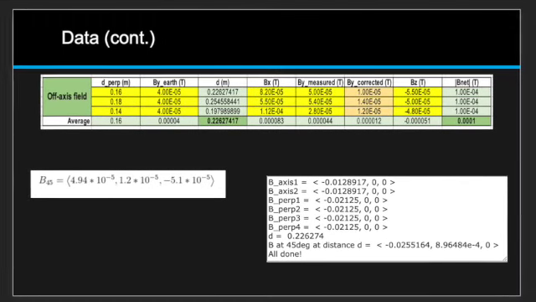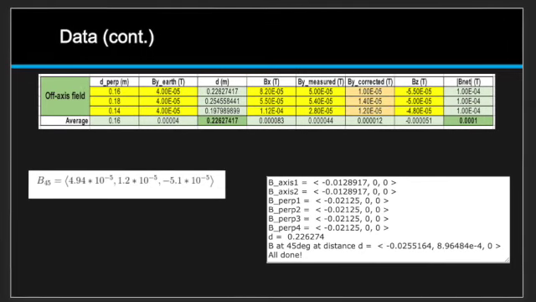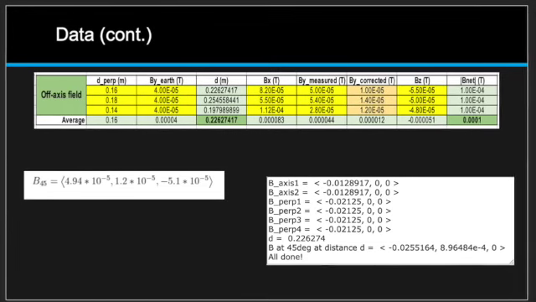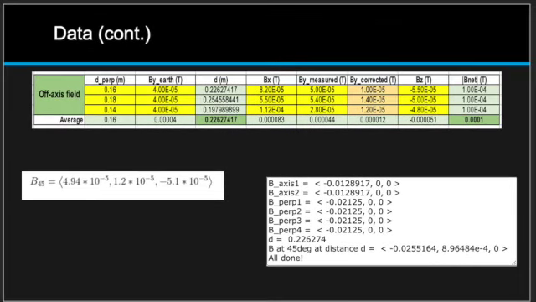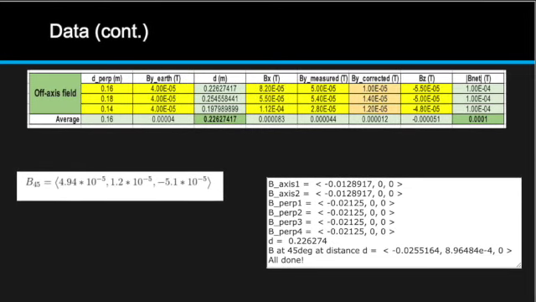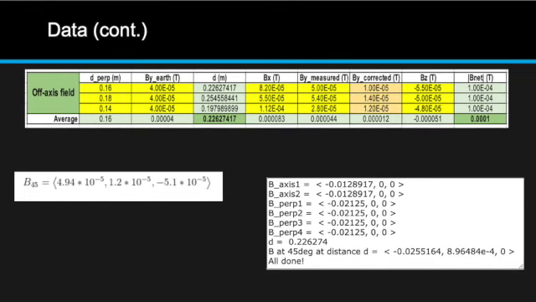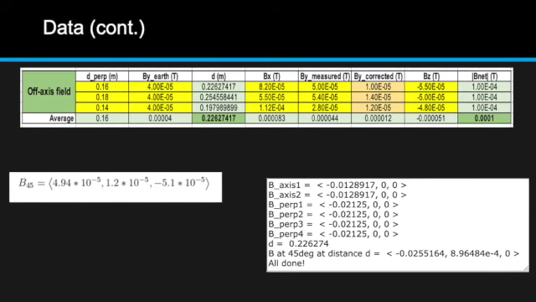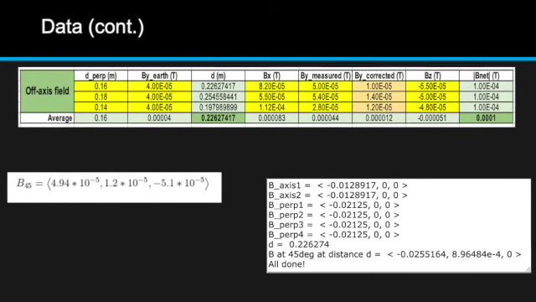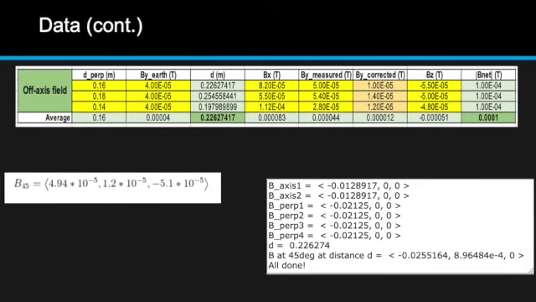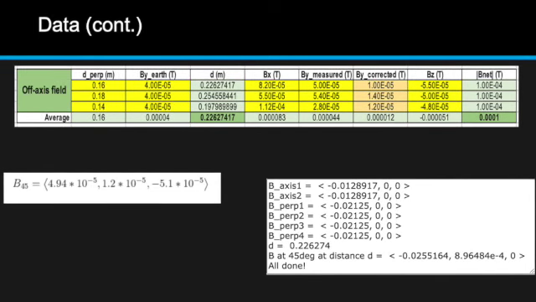By doing this in the lab, we got the B net at 45 degrees to be 4.94 times 10 to the negative 5th, 1.2 times 10 to the negative 5th, negative 5.1 times 10 to the negative 5th Tesla. But with the code, we got a much different answer from the distance d, which was negative 0.02, 8.96 times 10 to the negative 4th, 0, which is obviously the more accurate answer, since in the actual lab there are lots of other things affecting the magnetic field of the phone, including human error.